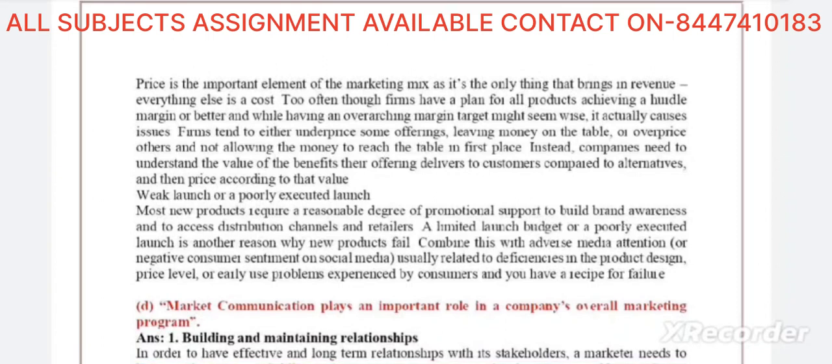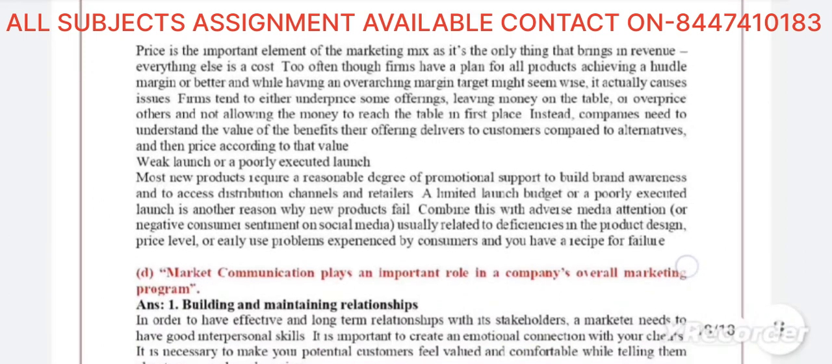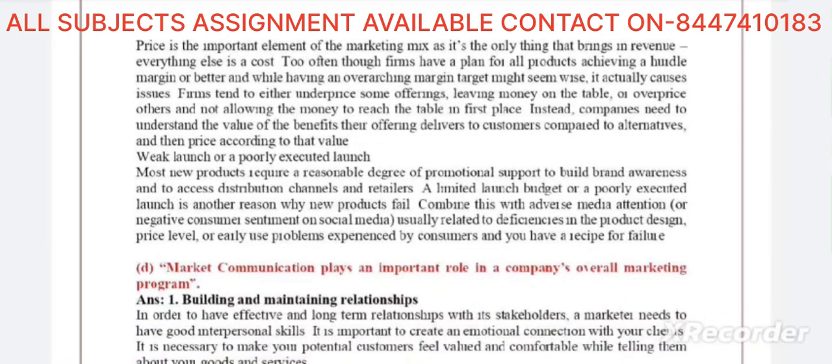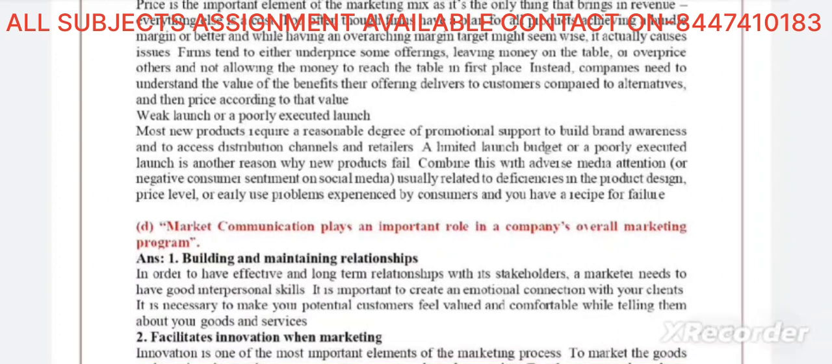Too often, though, firms have a plan for all products achieving a hurdle margin or better, and while having an overarching margin target might seem wise, it actually causes issues. Firms tend to either underprice some offerings, leaving money on the table, or overprice others and not allow the money to get to the table in the first place. Instead, companies need to understand the value of the benefits their offering delivers to customers compared to alternatives and price according to that value.